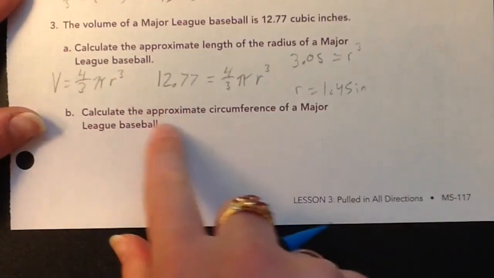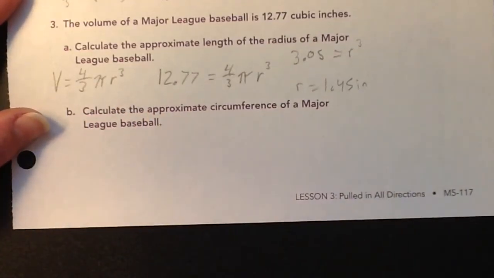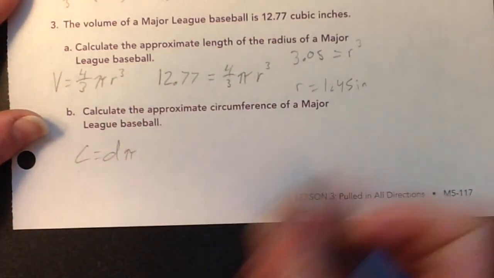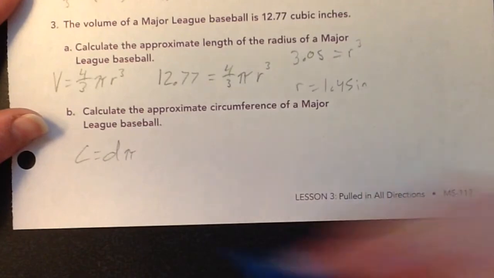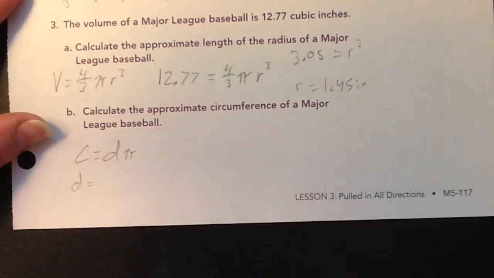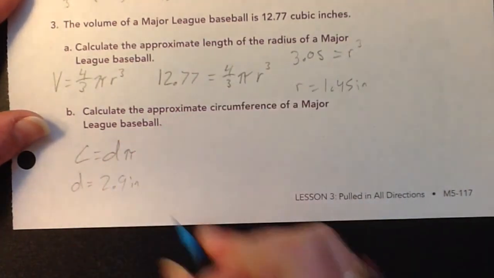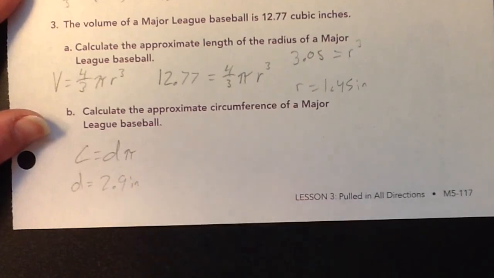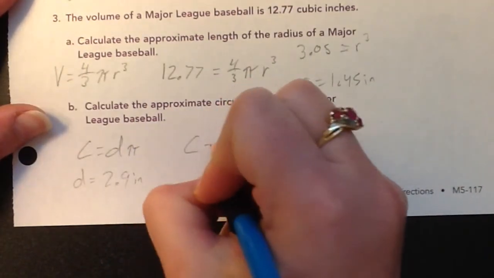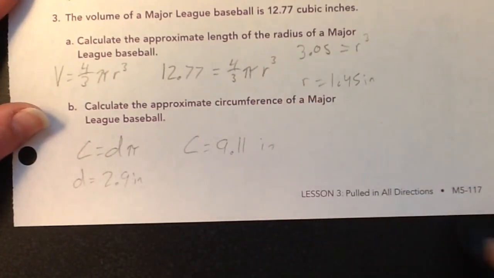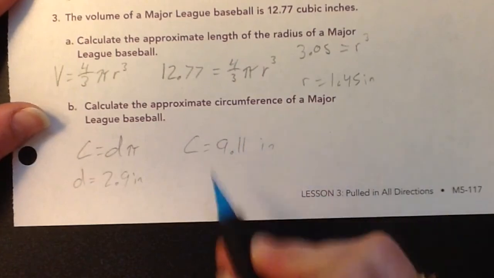Then using that to calculate the circumference of that. So remember the circumference is the diameter times pi. So we have radius, we just need to find diameter, which of course is that times 2. So 1.45 times 2 is 2.9 inches. So we'll do our 2.9 times pi, and we're getting that the circumference is about 9.11 inches. So if I wanted to wrap a ribbon or a string around the baseball, I would need a little bit more than 9 inches.